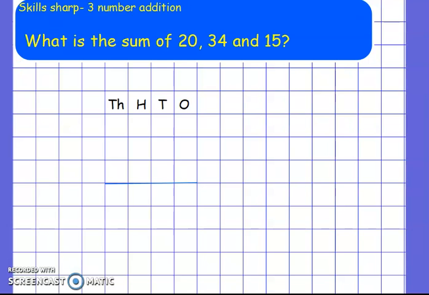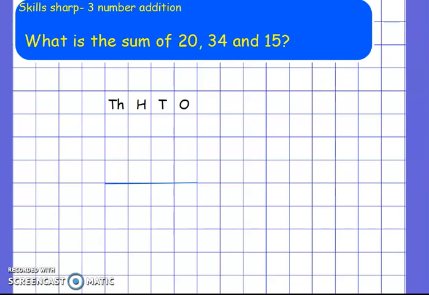We're moving on to adding 3 numbers using our place value column at the top. Could you write in your maths book thousands, hundreds, tens and ones? The question is asking us, what is the sum of 20, 34 and 15? The sum is the total of these 3 numbers. So let's have a go at adding them together.